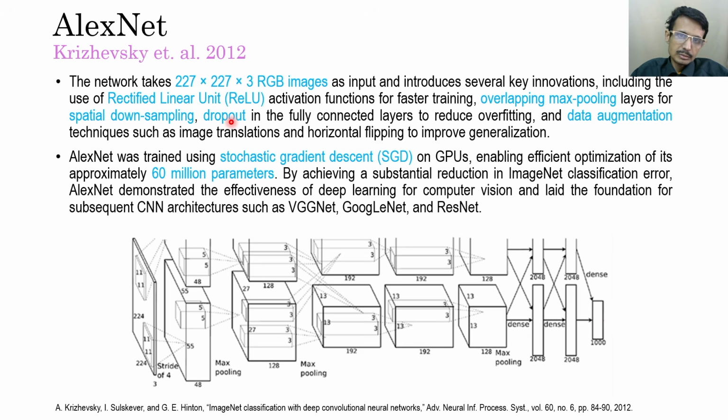Dropout in the fully connected layers is introduced to reduce overfitting. And data augmentation techniques, because a huge data set is required. Augmentation techniques such as image translation and horizontal flipping have been used to improve generalization. So we can see there are quite a few key innovations that have been introduced by this AlexNet neural net.